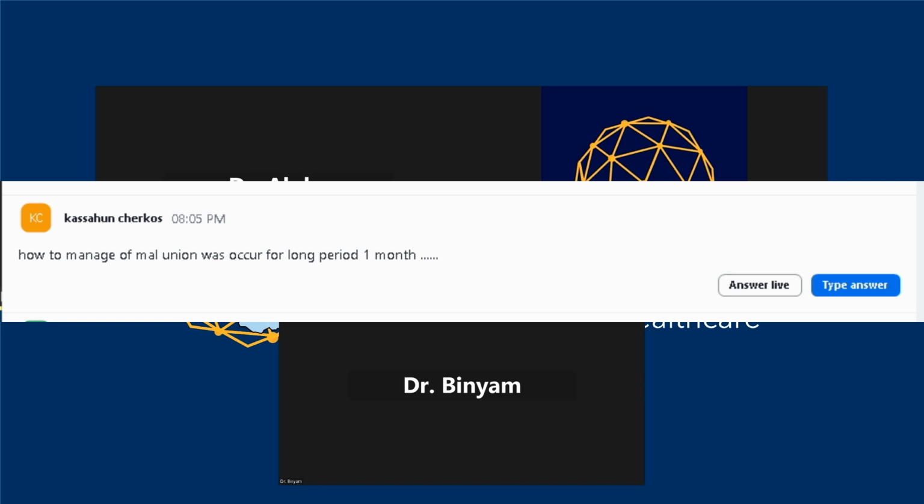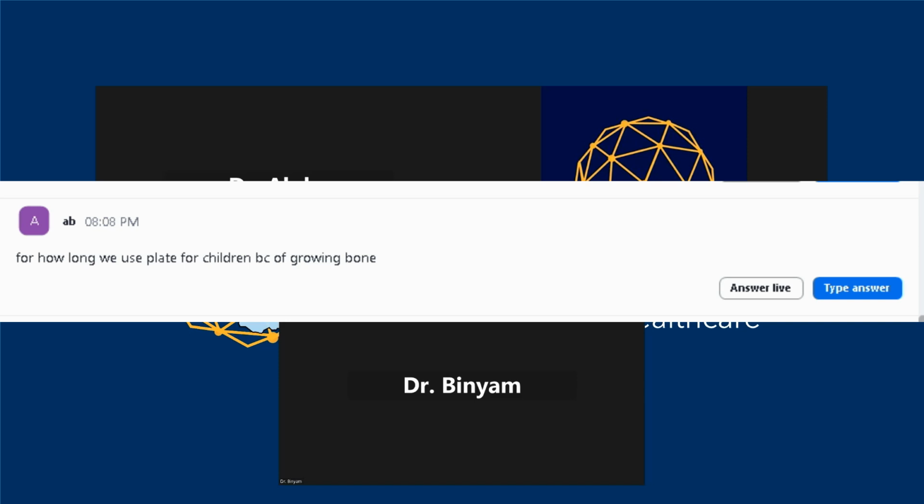You might have to get a CT scan or an MRI, or sometimes, like I've mentioned, we use ultrasound more and more now because we have high resolution ultrasound and we have the right trained personnel for operating the ultrasound. As you know, the downside of ultrasound is it's operator dependent. For how long do we use plate for children because of growing the bone?